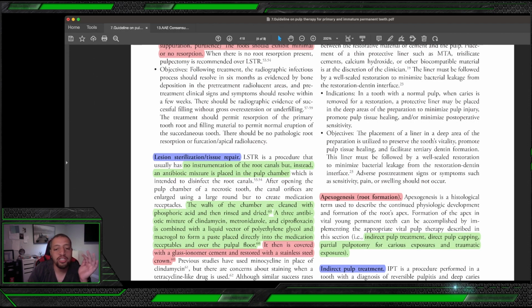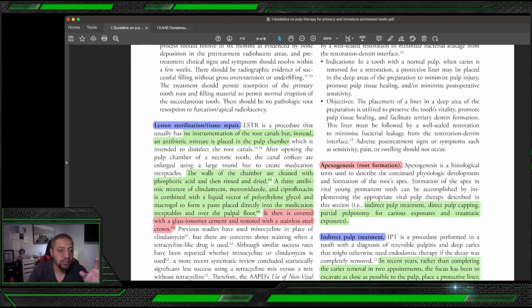There is no instrumentation to be used inside the root canal. Instead, an antibiotic mixture is placed inside the pulp chamber. The walls of the chamber are cleaned with phosphoric acid and then rinsed and dried. The 3 antibiotic mixture, clindamycin, metronidazole, and ciprofloxacin, is combined with a liquid vector of polyethylene glycol or macrogol to form a paste placed directly into the medication receptacle and over the pulpal floor.